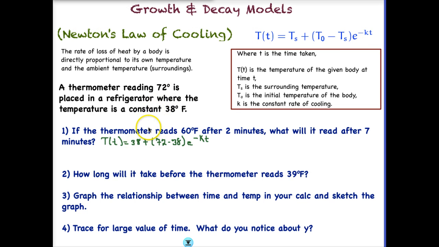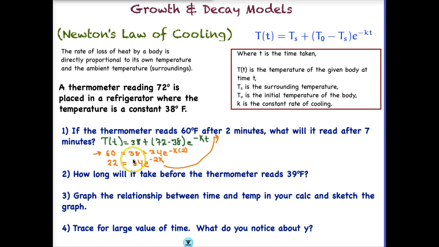You can see that in this problem, they gave us T sub s, which is the ambient temperature. They gave us the initial temperature of the body, 72 degrees. We know this, so really the only unknown we have is the k. Let's go ahead and use the 60 degrees in the 2 minutes in order to help us solve for k. In this case, we've plugged in our 60 for our future value. Our thermometer reads 60 degrees after 2 minutes, which I plugged in for t. Now let's go ahead and simplify.